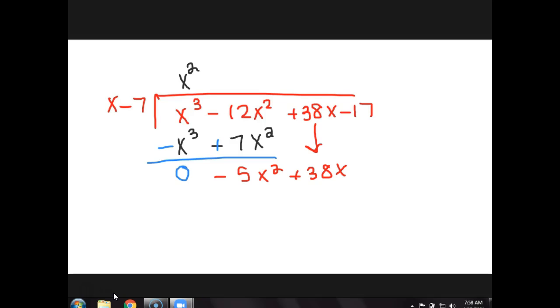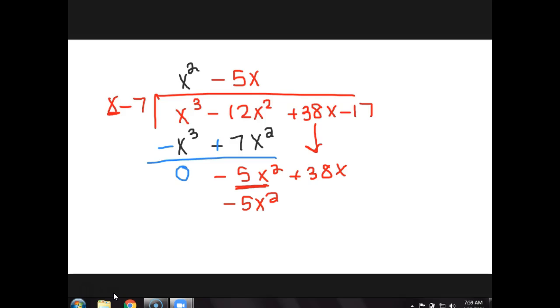Once again, you're only looking at the first term here and the first term there. So I say, what do I have to multiply x by to get negative 5x squared? So I need to multiply by negative 5 and an x. So negative 5x times x gives negative 5x squared. So when you're picking what you multiply by, those terms should match. Then, when you add or subtract them, depending on what sign it was, they should zero out.